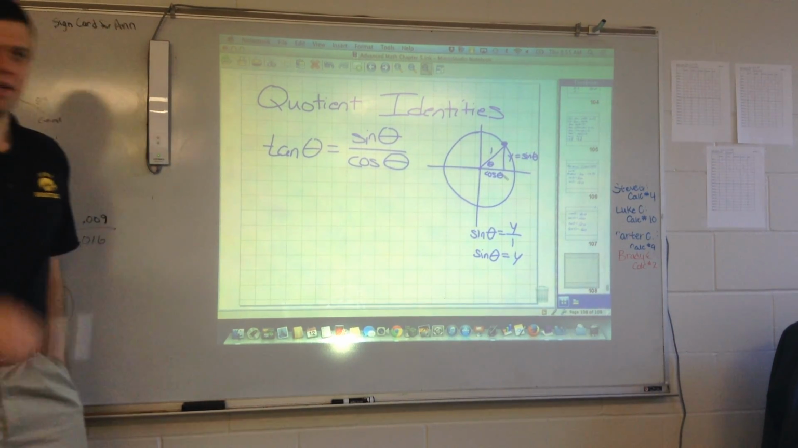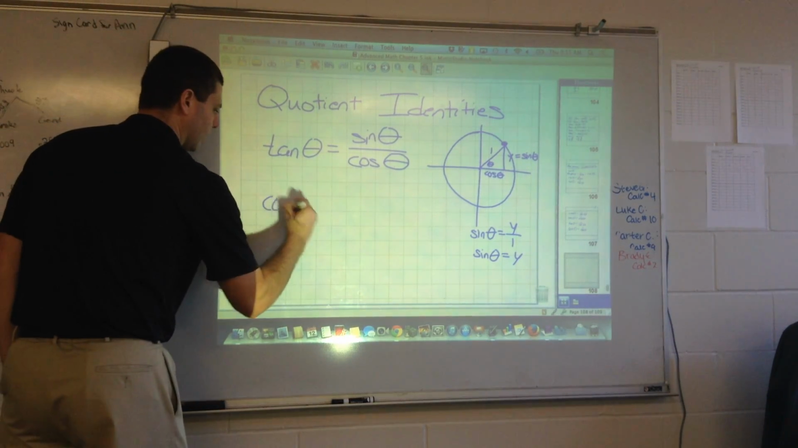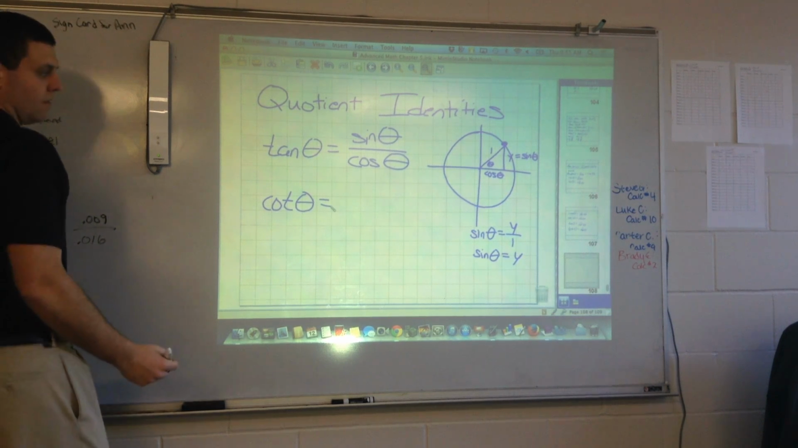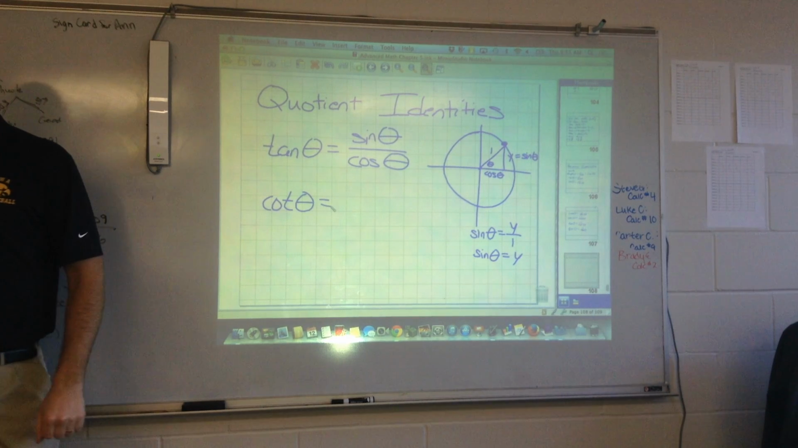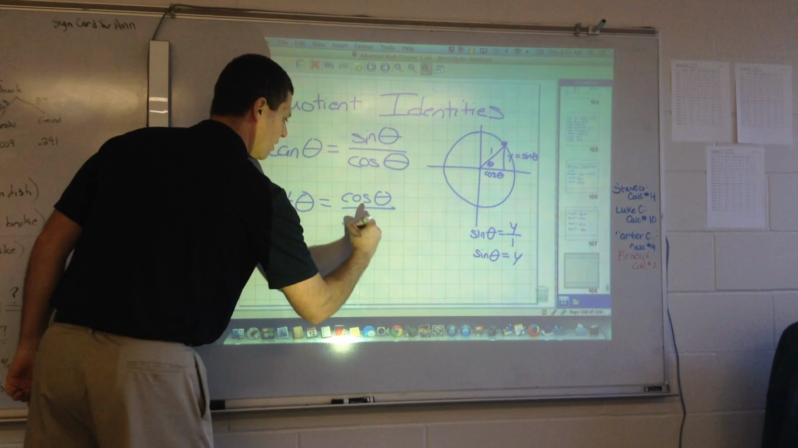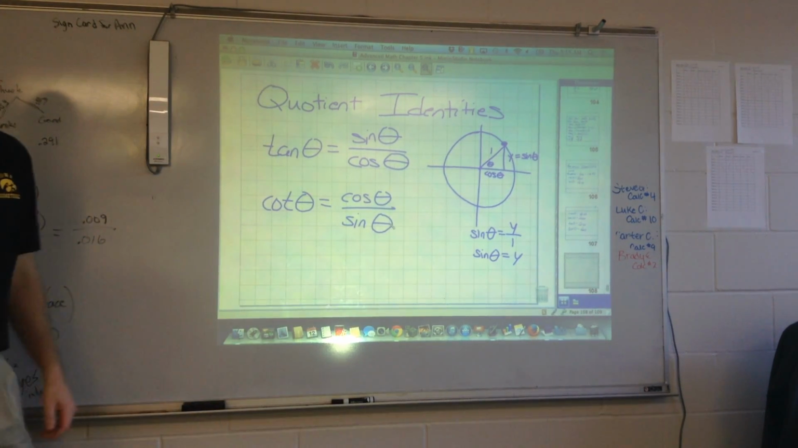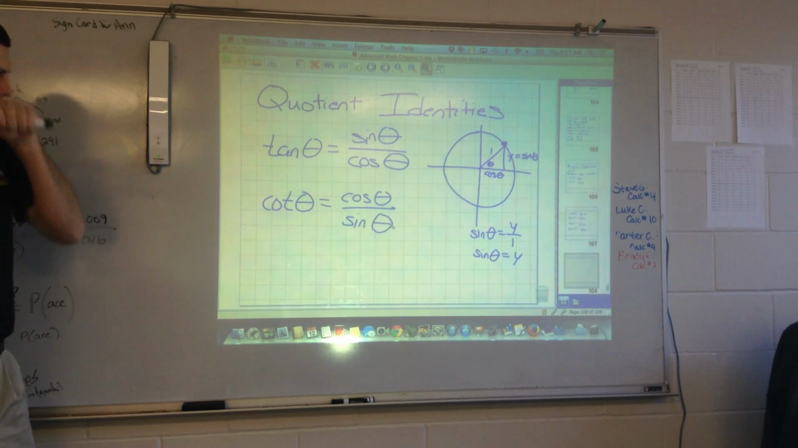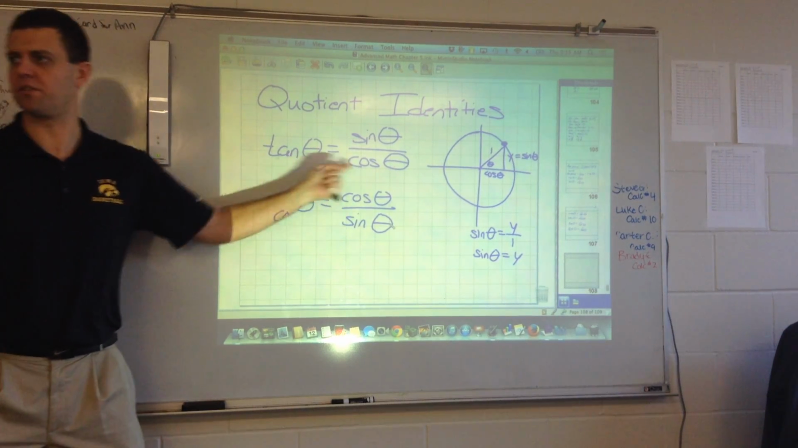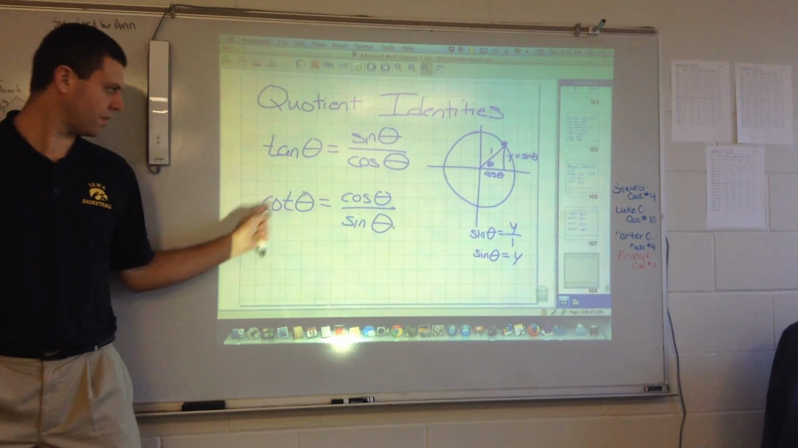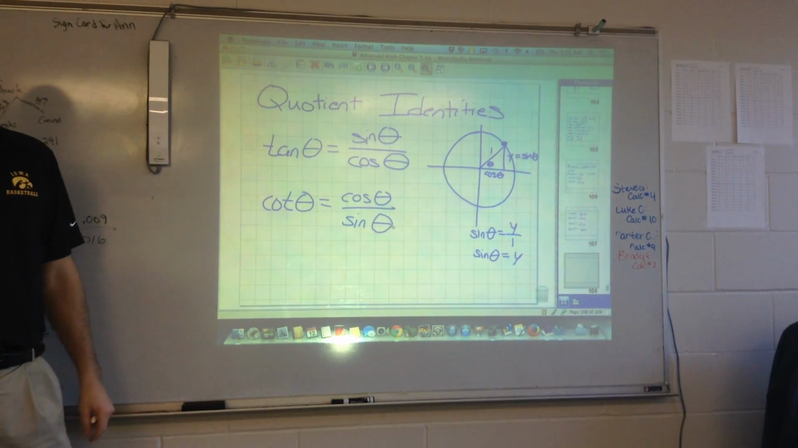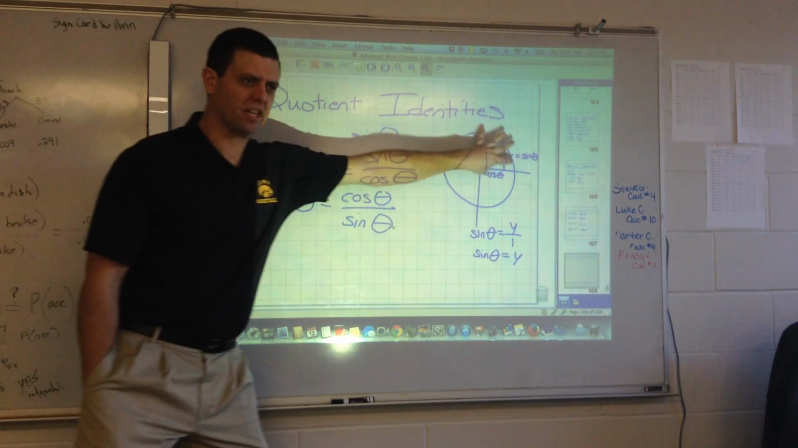And then, from that, wouldn't it be logical what the cotangent would equal? Cosine theta over sine theta, because the cotangent is the what of the tangent? The reciprocal. So cotangent would be cosine theta over sine theta. Cotangent, cosine's on top, with the C's on top. Little tricks like that help keep them straight. But hopefully you can kind of think of this a little bit.